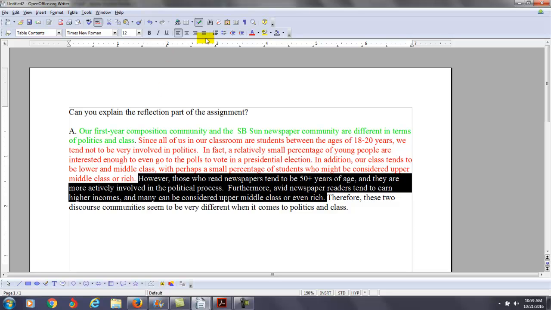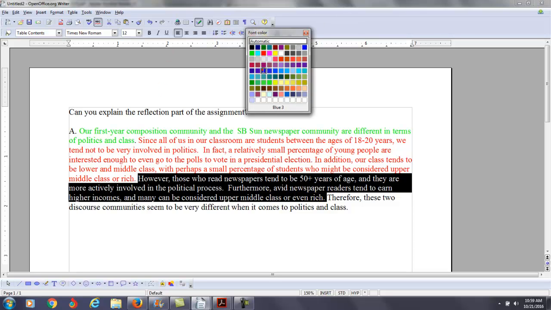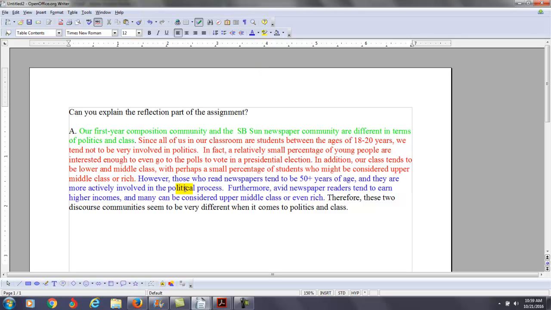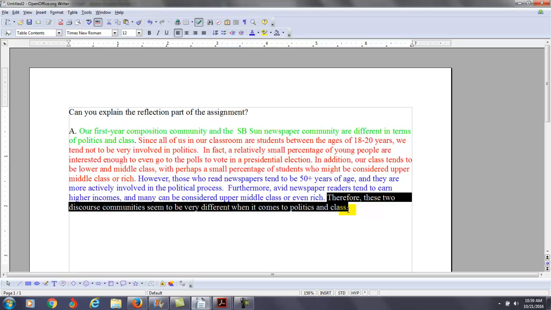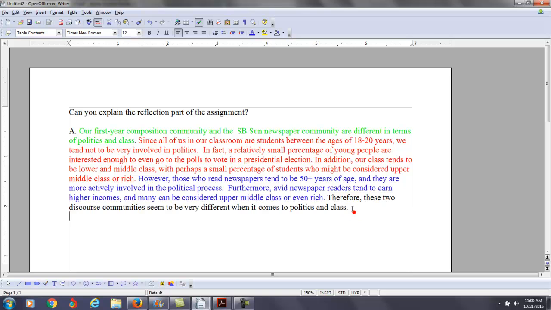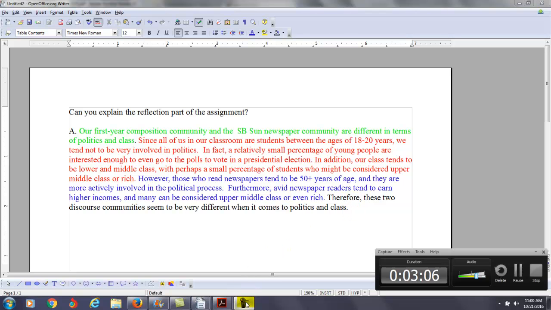So then I mention the second discourse community, and I also mention some of the characteristics here, and I show in this paragraph how they're different. I even have a summation type sentence at the end which restates the purpose of the paragraph by saying, therefore, these two discourse communities seem to be very different when it comes to politics and class. You see that? So you should name them. Name these discourse communities right here. I've named them right there. And that's really what you want to do with part A of our project.